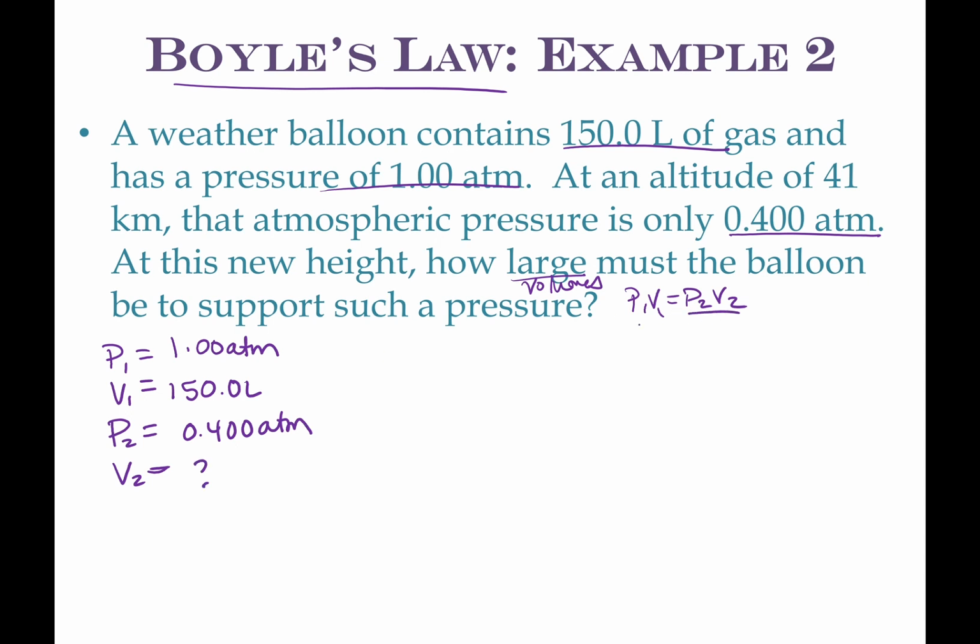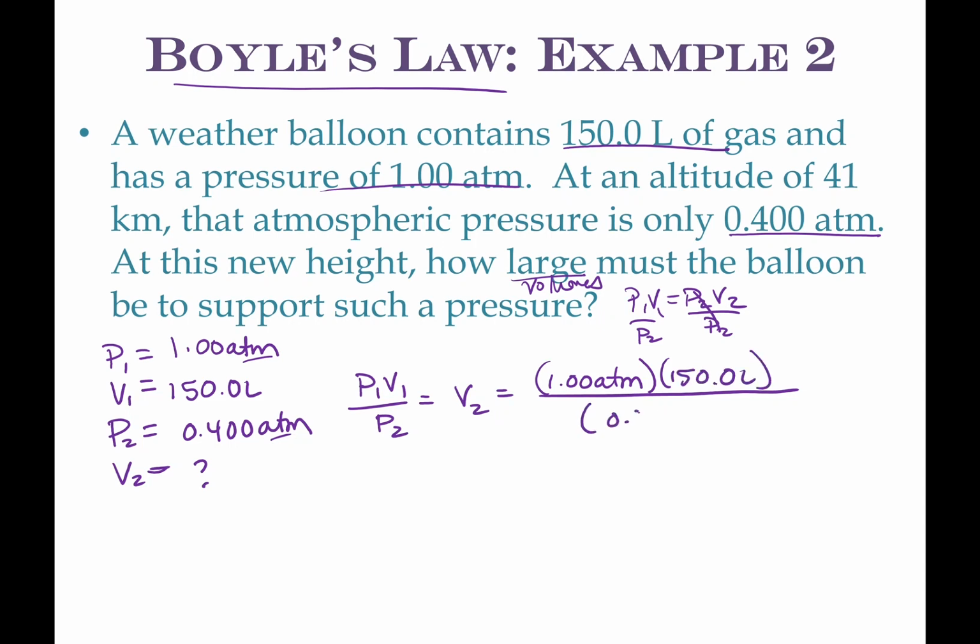So we're going to divide both sides by P2 to get V2 by itself. So P1 V1 divided by P2 is equal to V2. So I plug in my numbers. My units are going to cancel because they're the same. 1 atmosphere times 150 liters divided by 0.4 atmospheres. So the pressure went down. What must happen to the balloon if the pressure went down? That's what you should be asking yourself. 1 times 150 divided by 0.4.